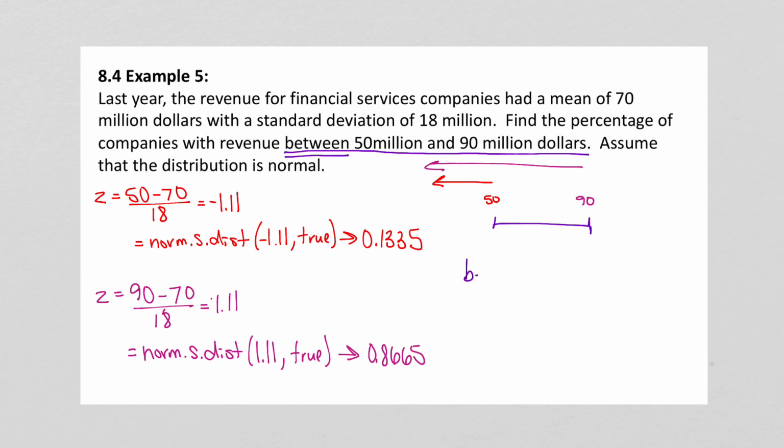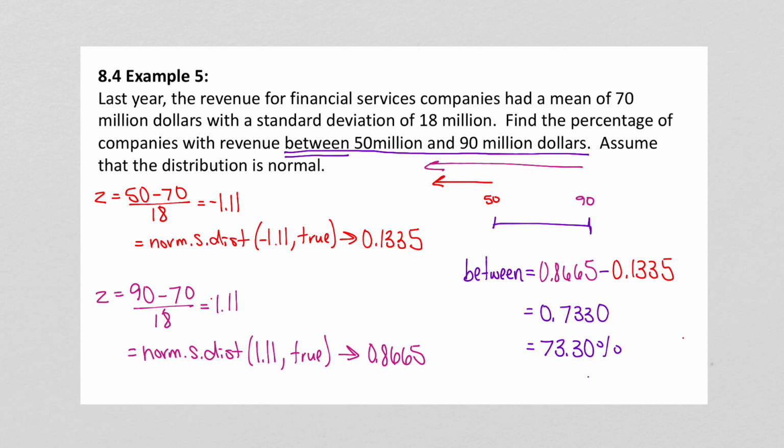So to find our area between, we'll take 0.8665 and subtract 0.1335. We get 0.7330, or as a percentage, 73.3%. So 73.3% of these companies had a revenue between $50 million and $90 million. And that's finally it for this section's extra example.